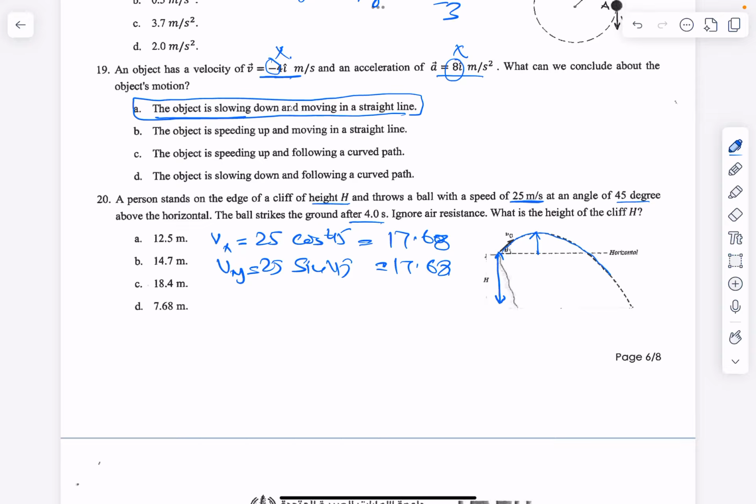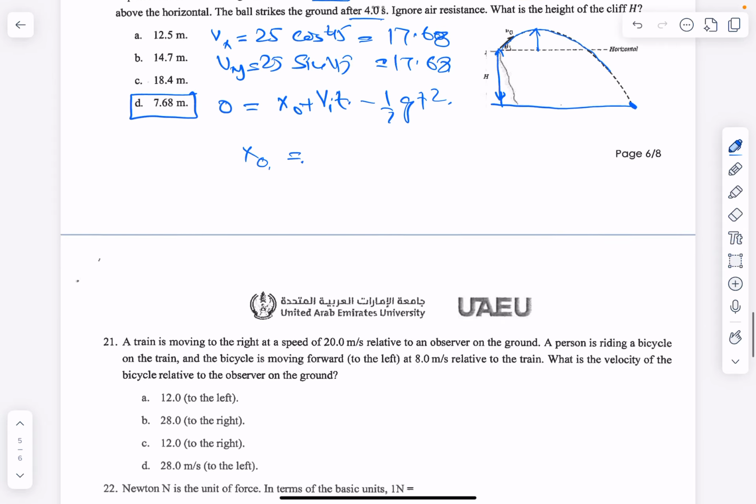So now it ends at 0 position. So now 0 is x naught plus Vy t minus 1/2 g t squared, and when we substitute the values, your x naught will come out to 7.68.